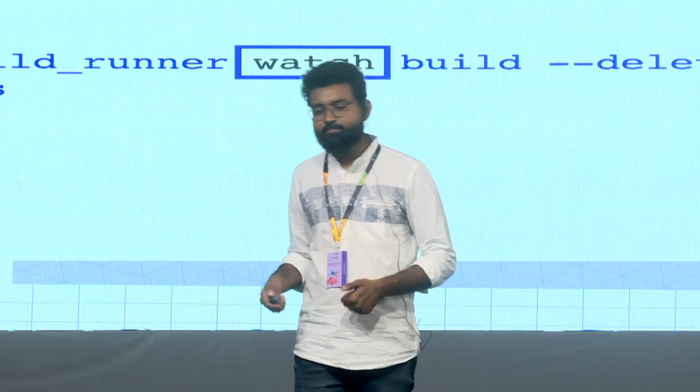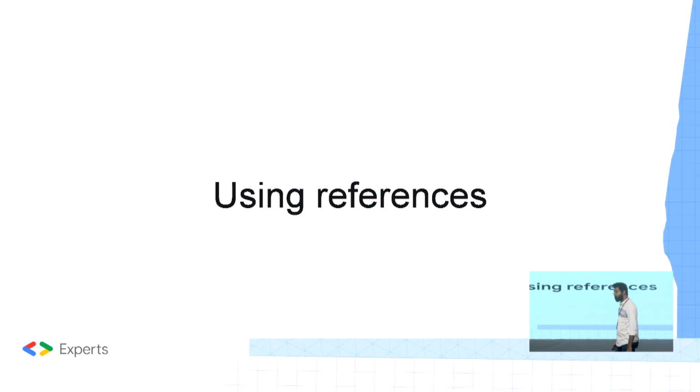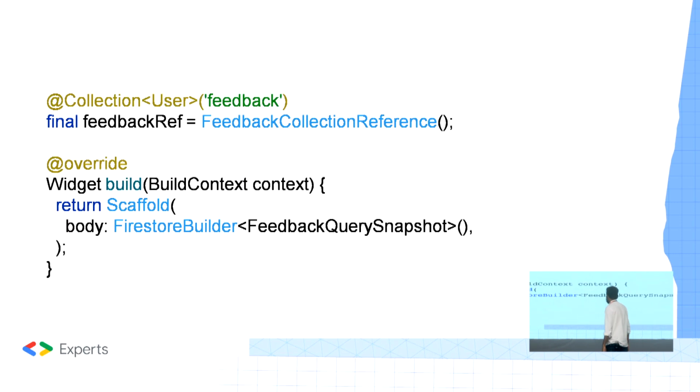In our case, feedback. And then how to use that reference. Over here we have created a feedback reference. That feedback reference we are going to use in the Firestore builder. I've told you about this Firestore builder, same as the future builder that we have in Flutter. Inside that we are going to pass that reference over here, and then it will have an item builder like a thing.